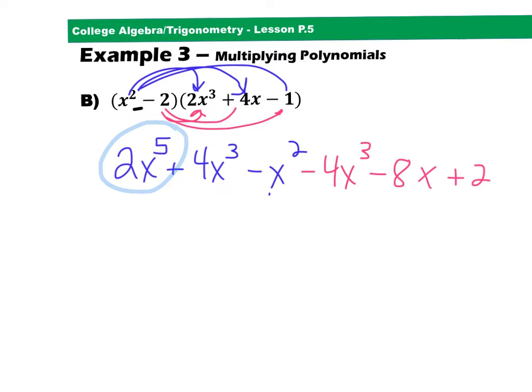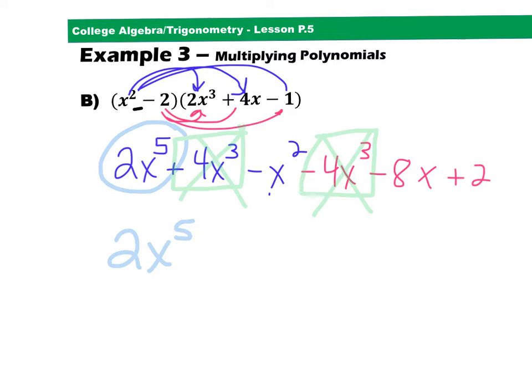Anything else have x to the 5th? Nope, so just rewrite it. 2x to the 5th. What about, do we have an x to the 4th anywhere? X to the 4th? No. You're fine. So I have now x cubed here, x cubed here. Well, what's positive 4x cubed minus 4x cubed? 0. Just crosses out.